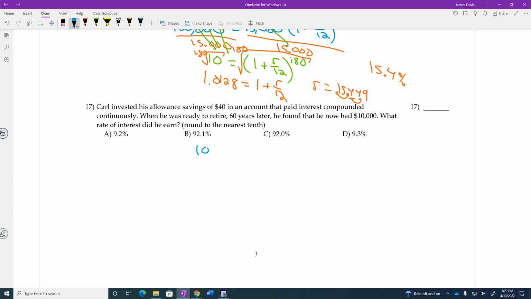All right, so in the future, 60 years later, he's got 10 grand. Start with the present $40. It is continuous, so we're going to use our e. Our r we don't know. Time is 60, so 60r. So we'll do 10,000 divided by 40, which is actually just 250, equals e to the 60r. And we then want to natural log it.